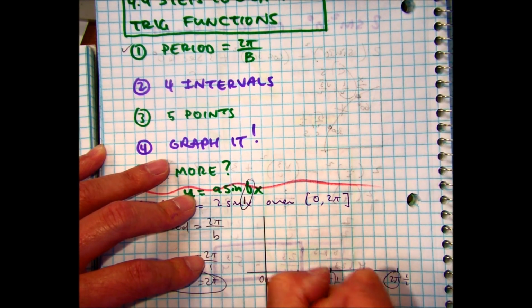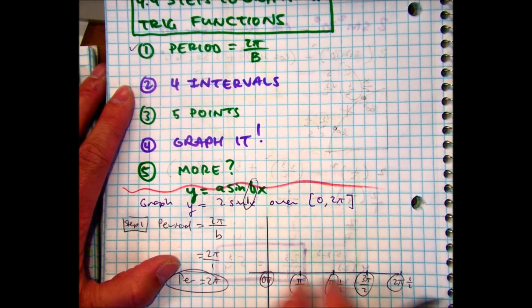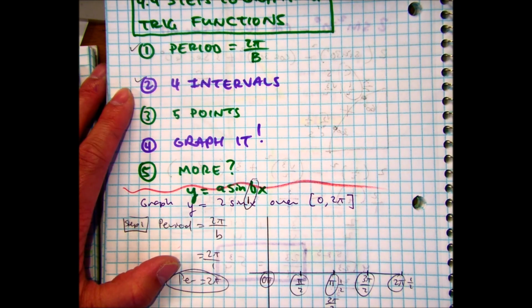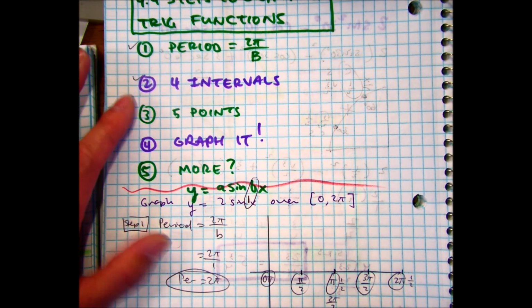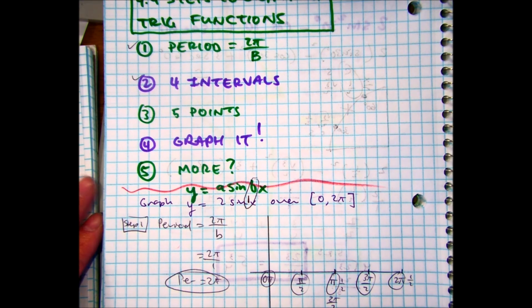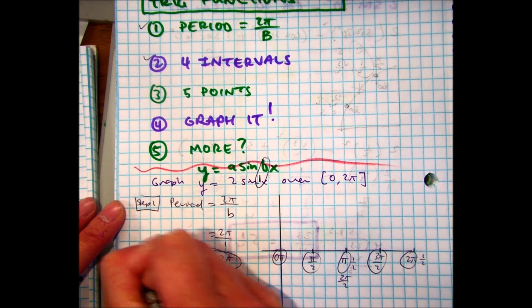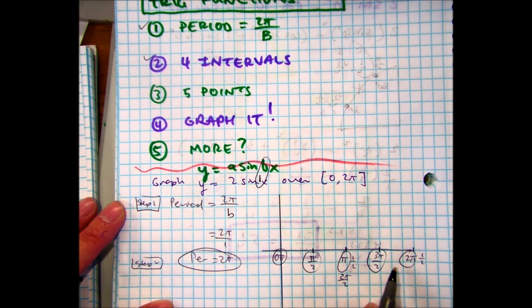And over here I have 0 pi. So my 4 intervals are here. And I'm just using the midpoint to find those, or just dividing in half and adding. Okay? So step number 2, I found the 4 intervals.